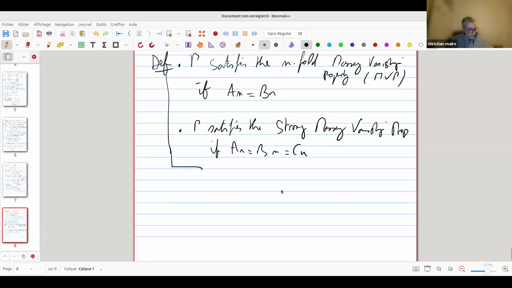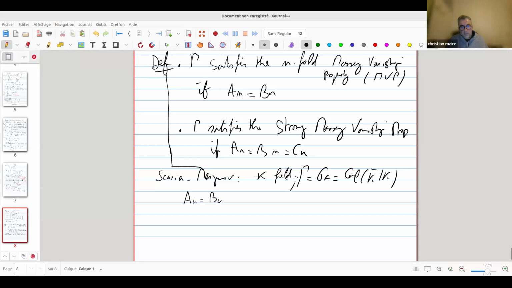So what are the main results in the topic? First, the most general result is due to Scavia and Merkuriev. It's a very recent result. They prove that for any field K, not necessarily a number field, with G_K the absolute Galois group of K, and taking gamma to be this absolute Galois group, A4 is equal to B4 for p equal to 2. Okay, the most general result.